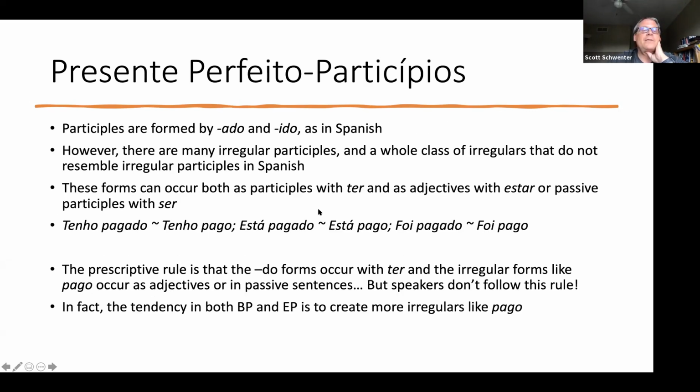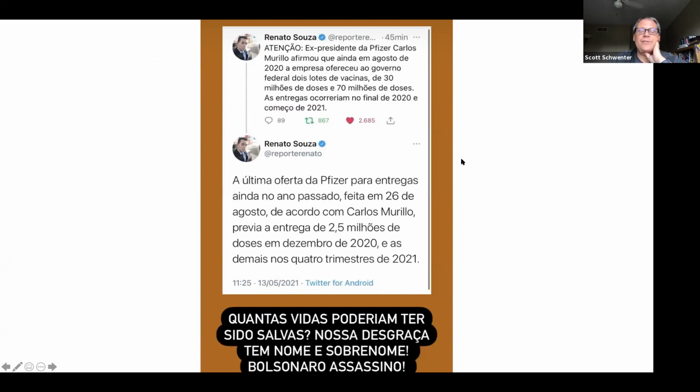Here's a good example that I found that someone posted. Quantas vidas poderiam ter sido salvas, right? Instead of salvadas, right? Which is also possible here. But it's much more common to use this form.